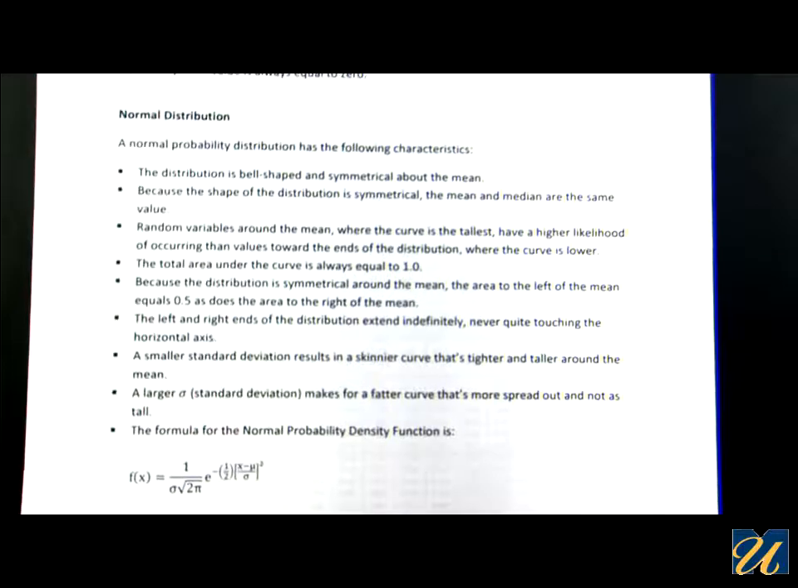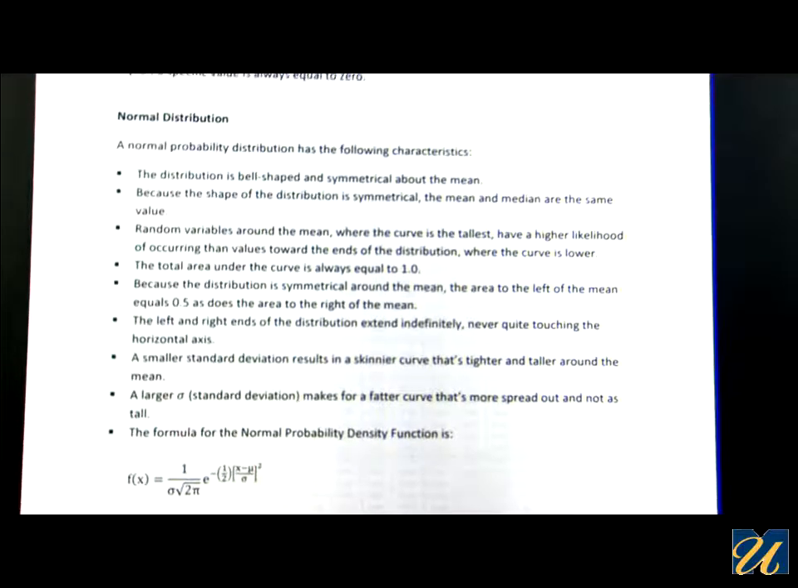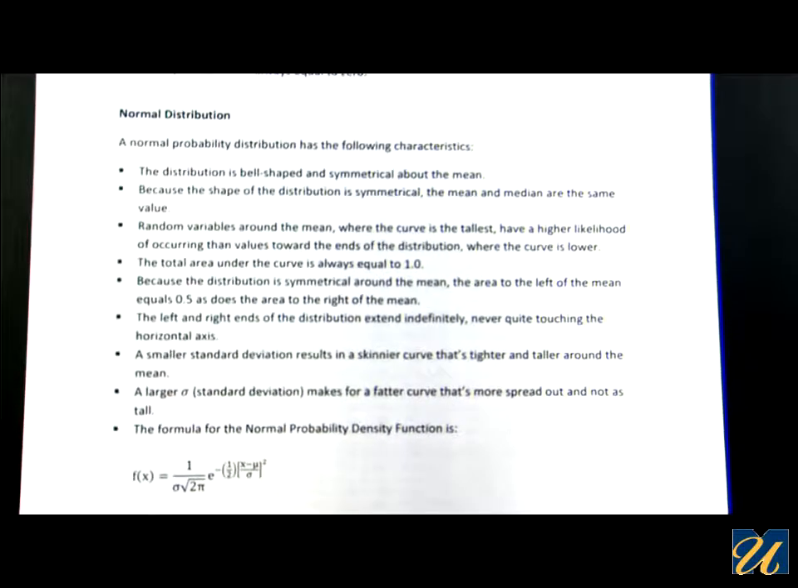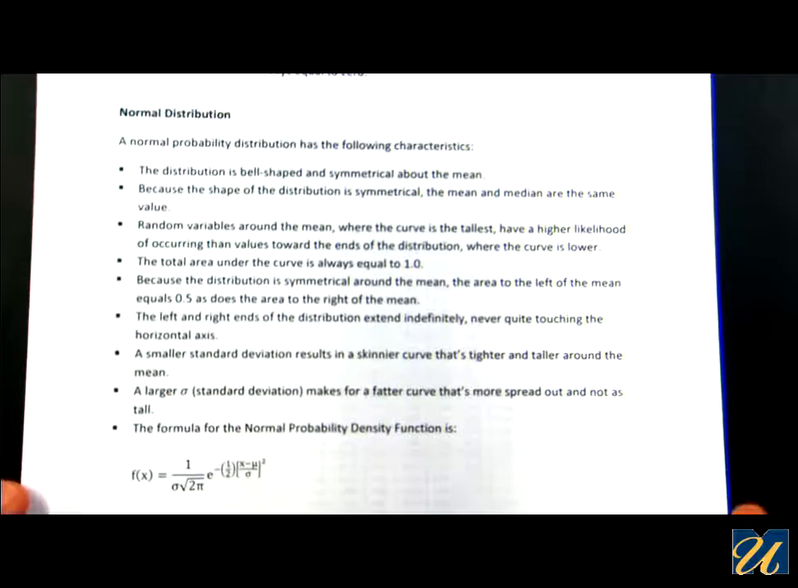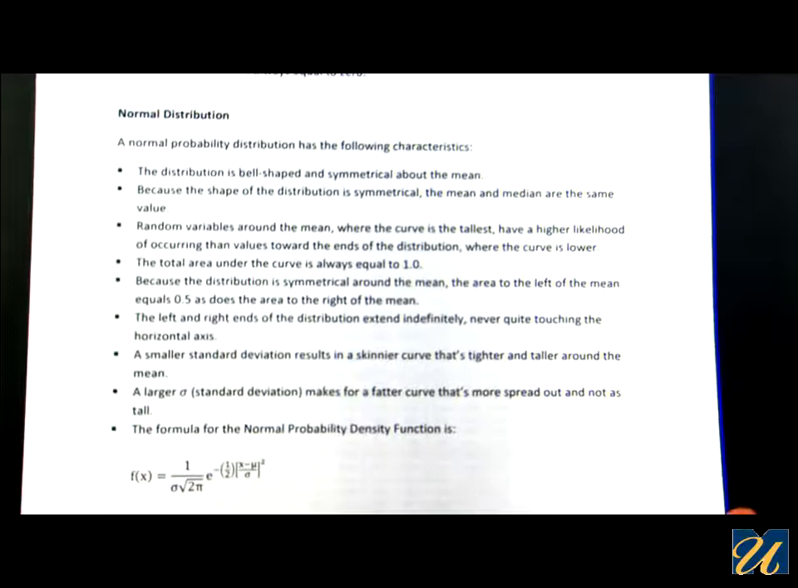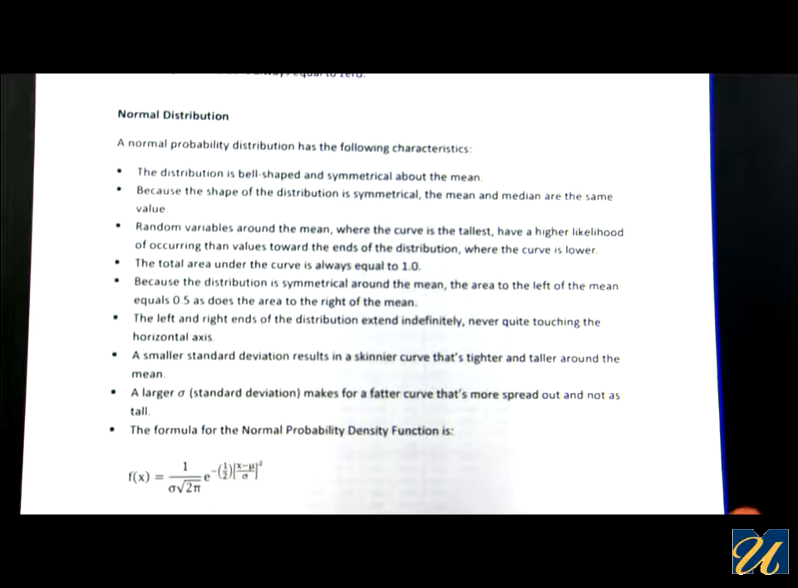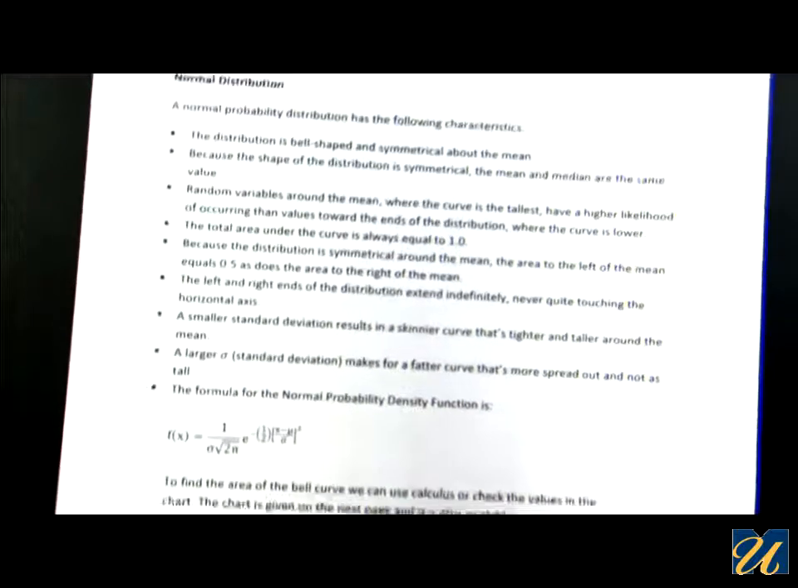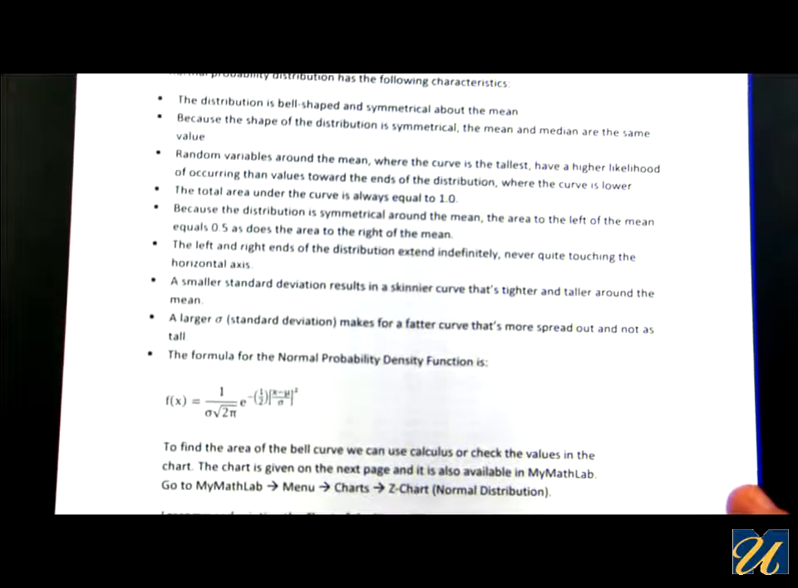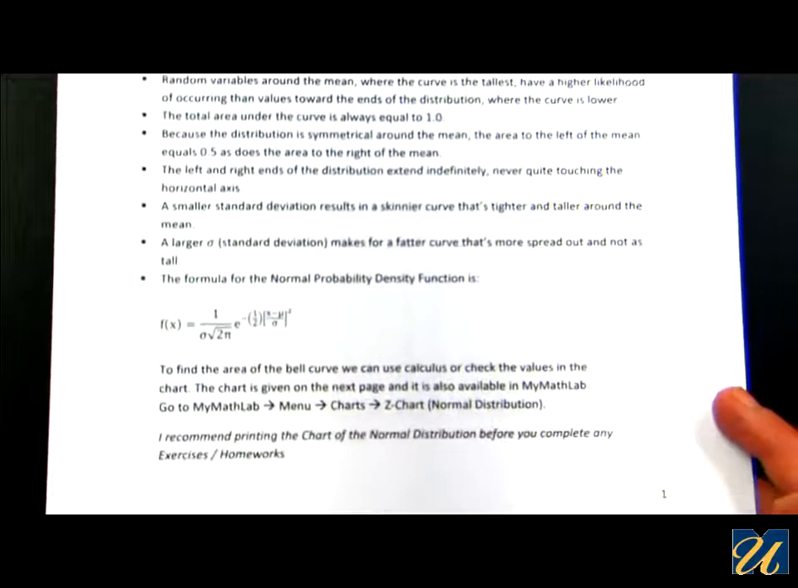A smaller standard deviation results in a skinnier curve that's tighter and taller around the mean. A larger standard deviation makes for a fatter curve that's more spread out and not as tall. The formula for the normal distribution density function is the following. You have the information.